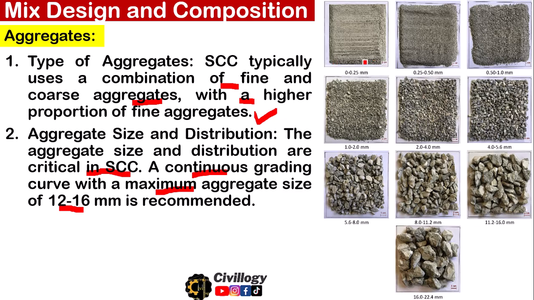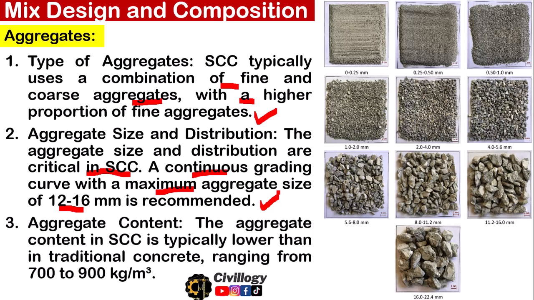As you can see over here in this picture, aggregates can be classified into different groups based on the sizes of the aggregate stone. So the recommended size for mix design is 12 to 16 mm, for better self compaction, to avoid segregation and bleeding, and to make a homogeneous viscous solution. Aggregate content: the aggregate content in self-compacting concrete is typically lower than in traditional concrete, ranging from 700 to 900 kg per cubic meter.